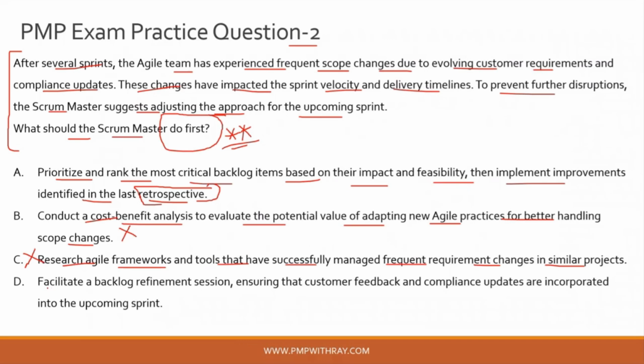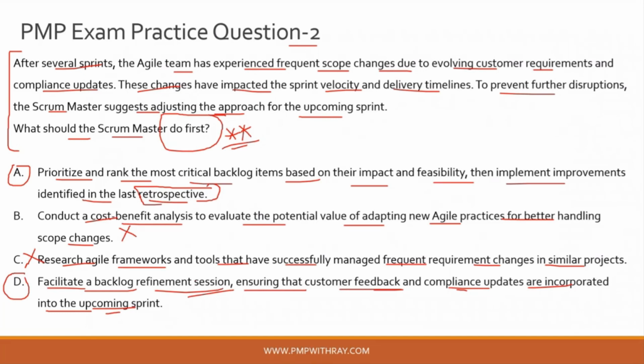Let's look at option D. Facilitate a backlog refinement session, ensuring that customer feedback and compliance updates are incorporated into the upcoming sprint. Okay, now this is also a very close answer choice, right? If you look at option D and option A, option D mentions that you facilitate a backlog refinement session, ensuring that customer feedback and compliance updates are incorporated in the upcoming sprints, which is totally fine, and you should definitely do that in such a situation.